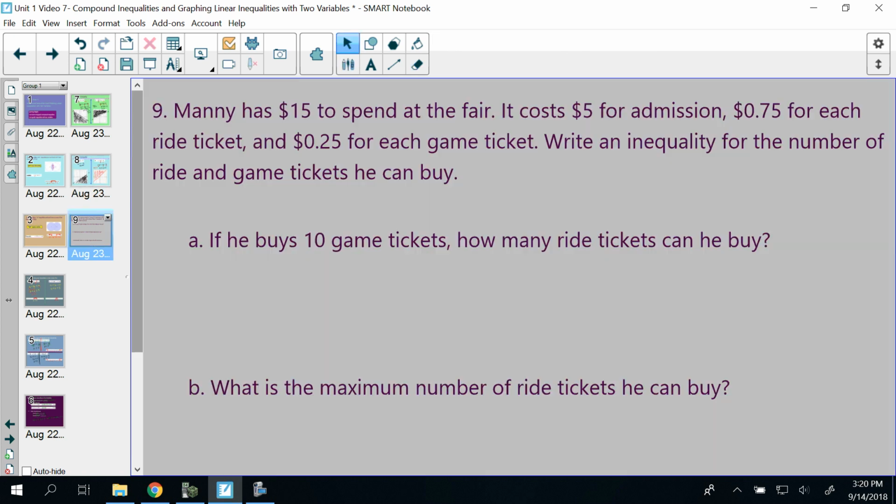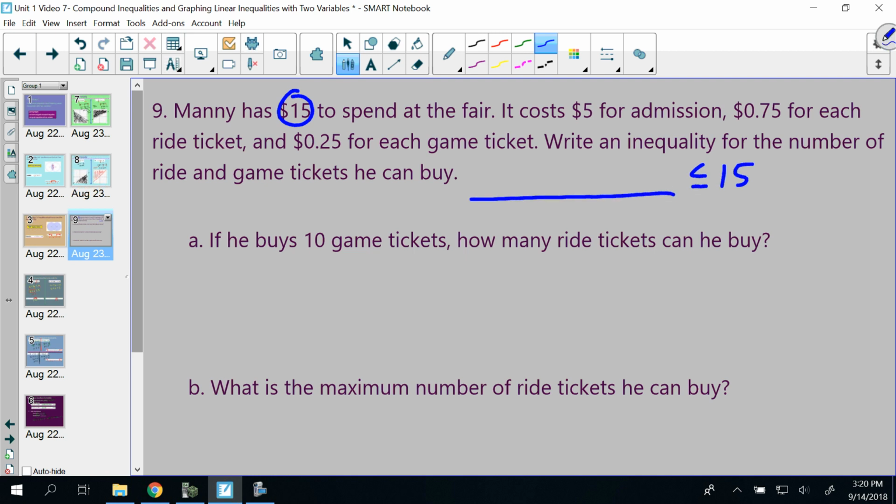All right, last thing here, if you get some word problems that have some inequalities involved, we want to be able to solve those. So Manny has $15 to spend at the fair. It costs $5 for admission, 75 cents for each ride ticket, and 25 cents for each game ticket. Write an inequality for the number of ride and game tickets he can buy. Well, right off the bat, we know if he has $15 to spend, we can't be spending any more than that.